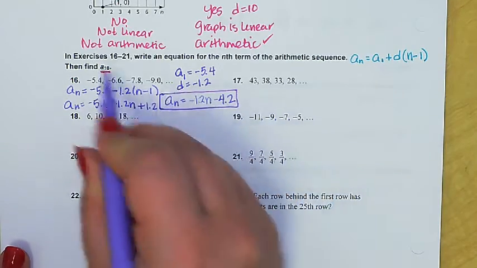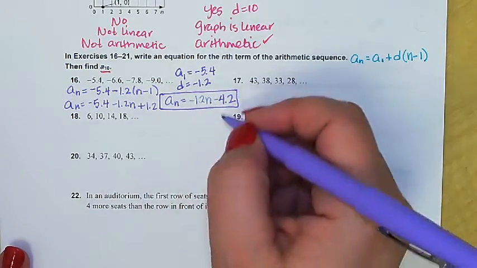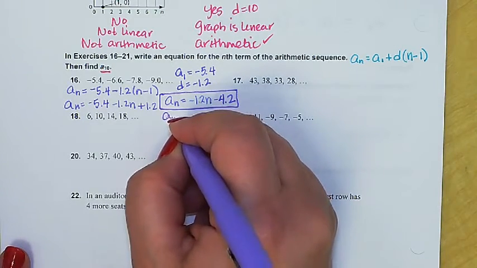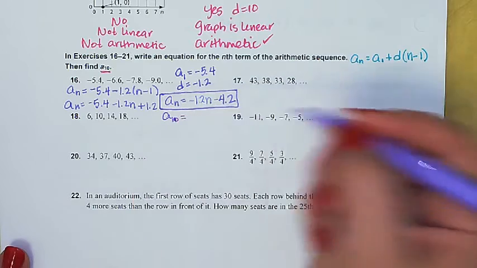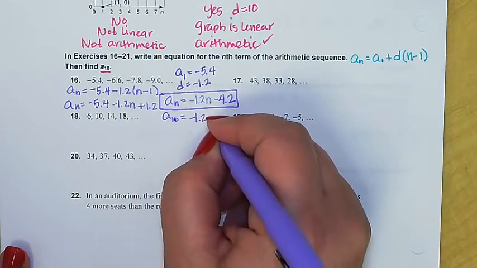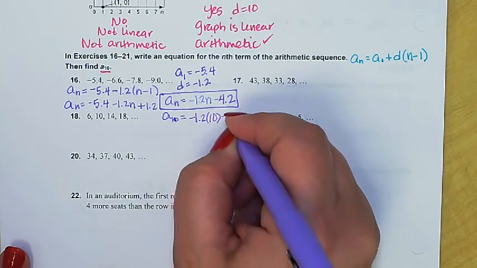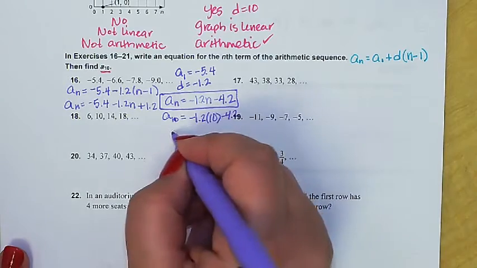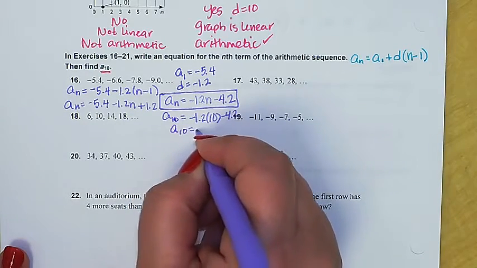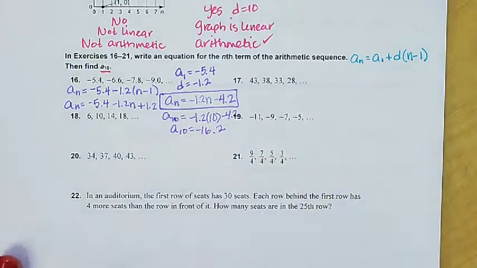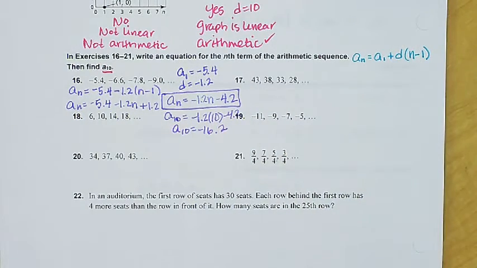We can find the 10th term. So now all I have to do is plug in a 10 for n. So for this one here, we would say a sub 10 is just going to be equal to negative 1.2 times 10 minus 4.2. And then we just evaluate that. And when we do that, we realize the 10th term is negative 16.2. So that's just throwing that in the calculator or being careful with doing that math.